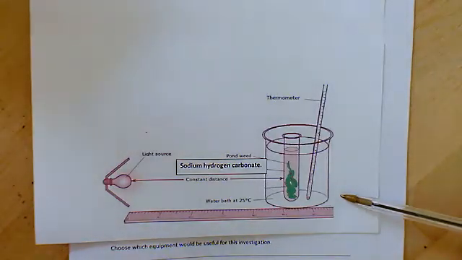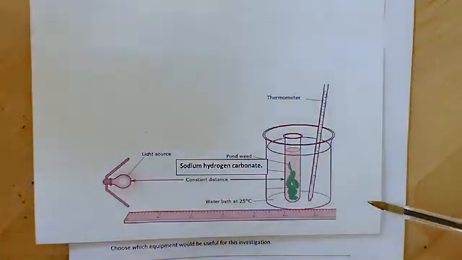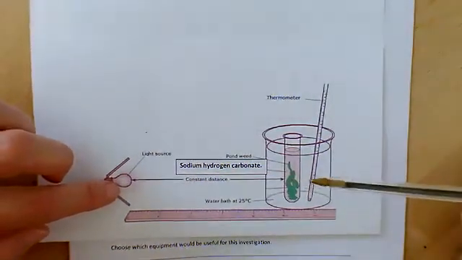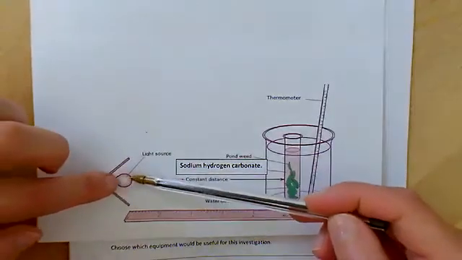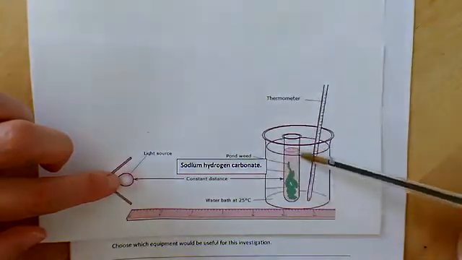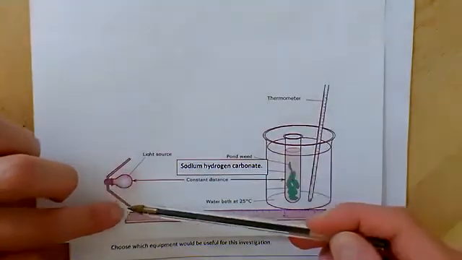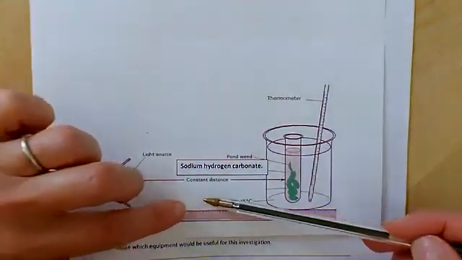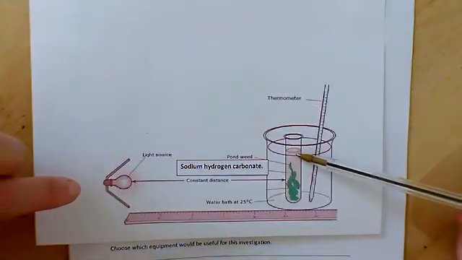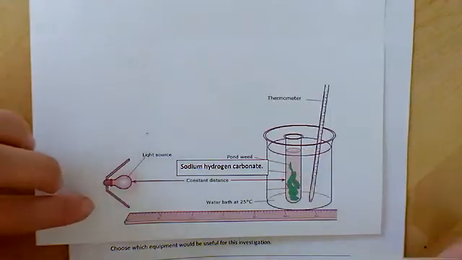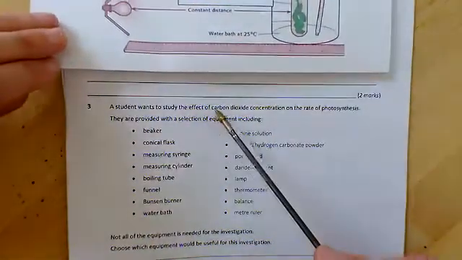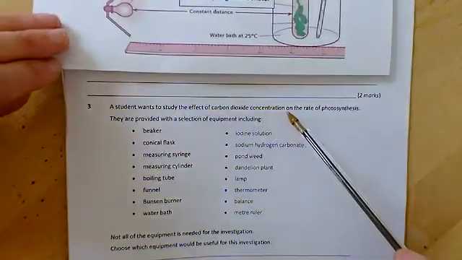Now, when we did the practical, we were looking at the effect of changing light intensity on the rate of photosynthesis. Remember, we had a light source and we put some pondweed into some sodium hydrogen carbonate solution, and we basically moved that pondweed different distances away from the light source, and we counted numbers of bubbles of oxygen produced per minute.